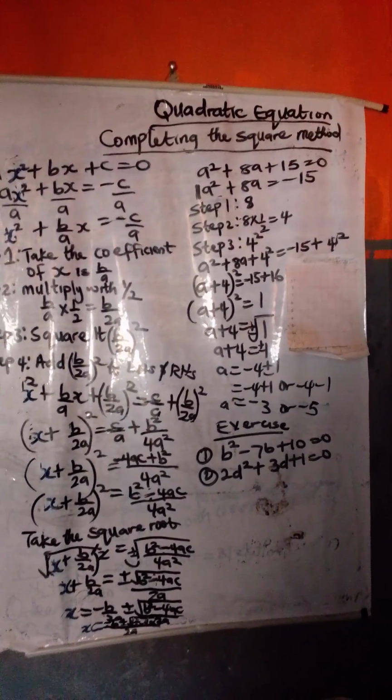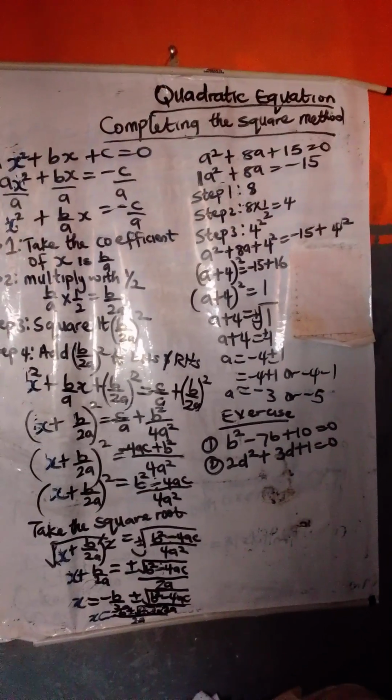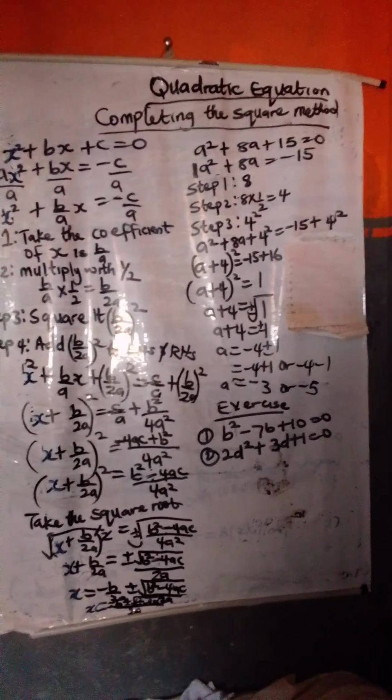Then minus 15 plus 16 is going to give us 1. Then you take the square root, then you have 1. At the end of the day, your final answer is minus 3 and minus 5.